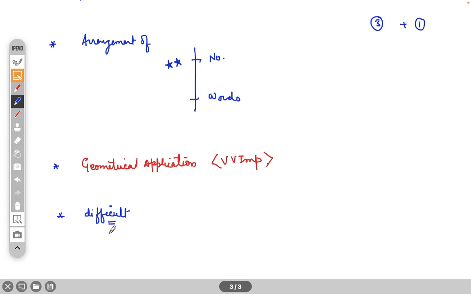Clear? Back to it. So one difficult question will definitely come from permutation and combination. Fine? Clear? But proceed.